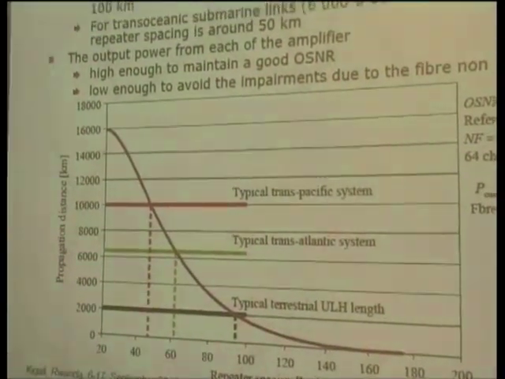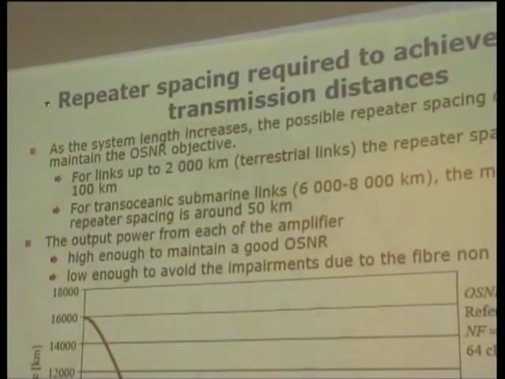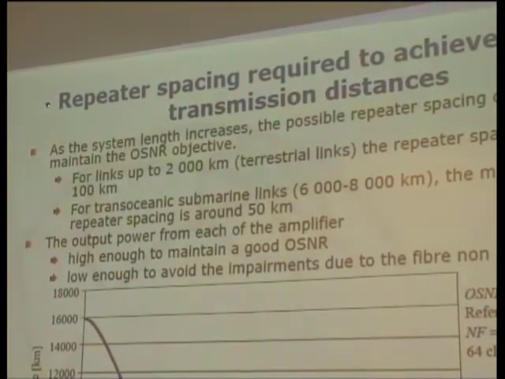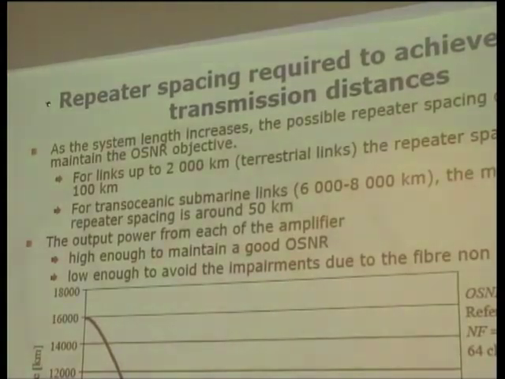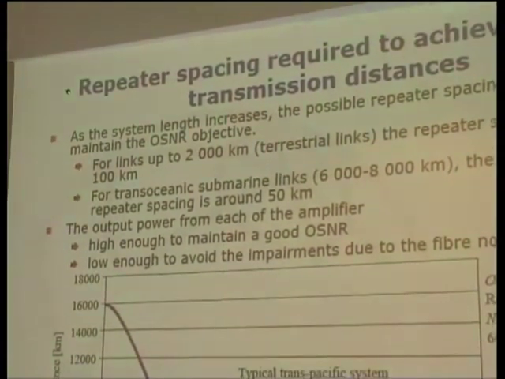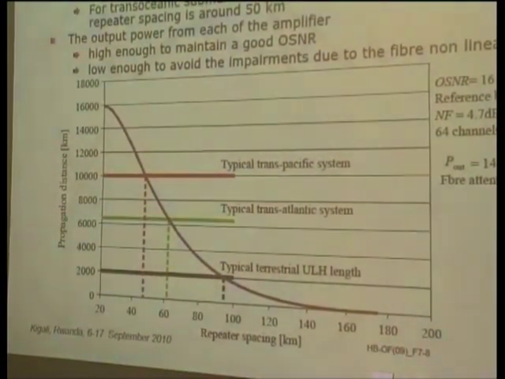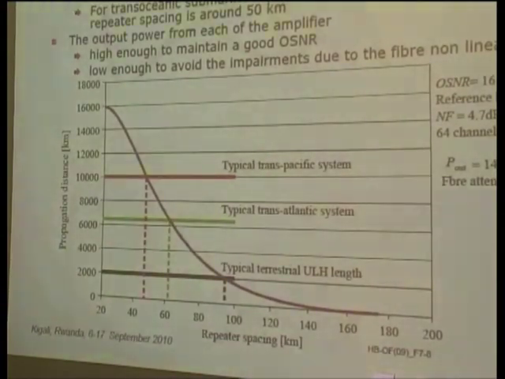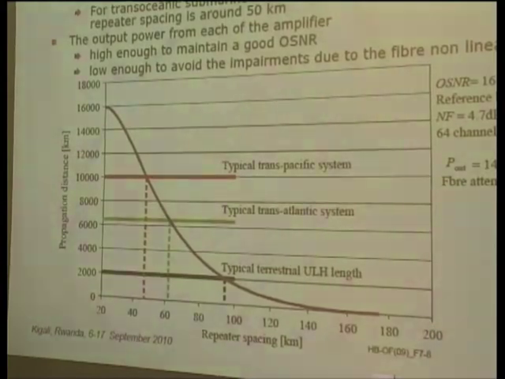And the repeater spacing required to achieve typical transmission distances. So as you can see, if you increase the repeater spacing, for example, from 50 kilometers to 100 kilometers, the amplifier has a larger gain. So the larger gain means a larger noise. So you have to take into account other important design parameters such as the repeater spacing in the system. So as the system length increases, the possible repeater spacing decreases to maintain the OSNR objective.